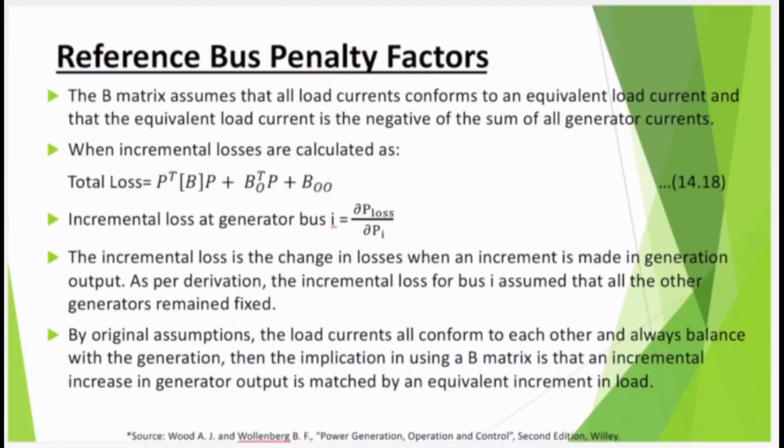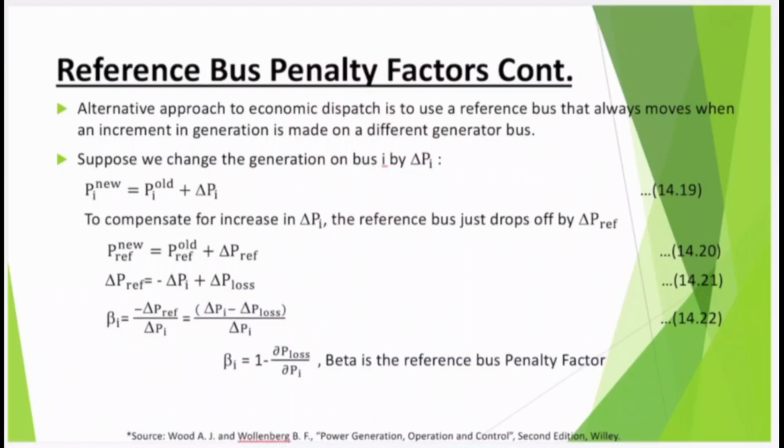As per the derivation, the incremental loss for the bus assumes that all the other generators remain fixed. By original assumptions, the load currents all conform to each other and always balance with the generation. Then the implication in using the B matrix is that an incremental increase in generator output is matched by an equivalent increment in load. Now, what we need to do is calculate those elements for a given system, how those coefficients can be calculated.